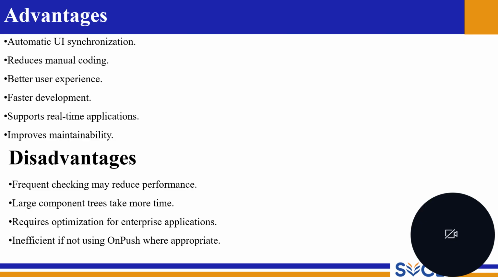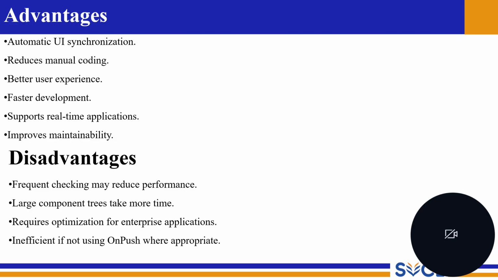Then the disadvantages of Angular change detection. The first one is that frequent changes may reduce performance. Angular checks for changes after every user event, API response, or timer. In large applications, these repeated checks can slow down performance. For example, a dashboard with many live updates may become slower if all components are checked frequently.